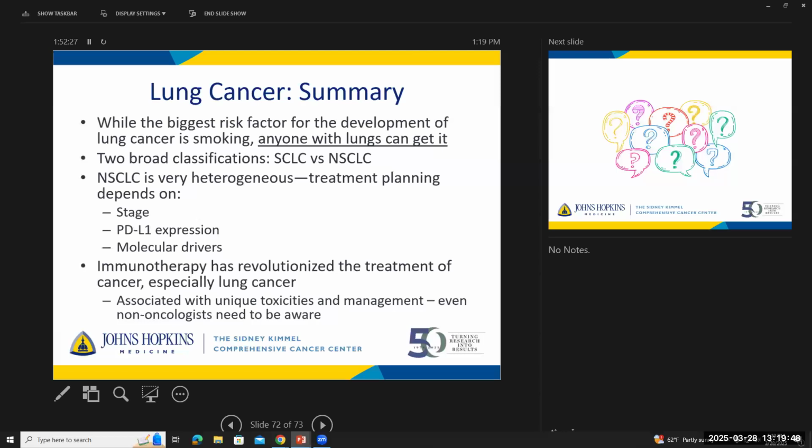All right, and then finally, for lung cancer in general, I want you guys to at least take this home. While yes, smoking is the biggest risk factor for the development of lung cancer, anybody with lungs can get it. I really think it's important to start breaking down that misconception because lung cancer is one of the most poorly funded cancers. So the NFL goes pink for breast cancer. Everybody does pink in October, and everybody knows about someone who's been affected with breast cancer. And I'm not trying to downplay breast cancer and its importance. It does affect 1 in 8 women.